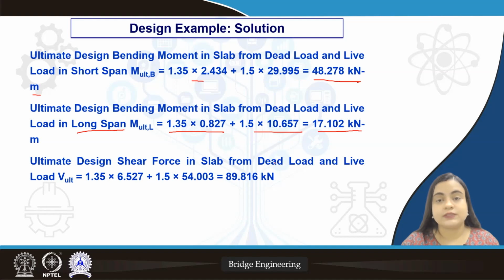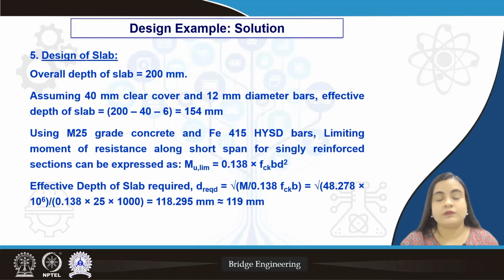Ultimate design shear force in the slab arising from dead load and live load will be 1.35 times dead load shear plus 1.5 times live load shear, that equals 89.816 kilonewton. The subsequent step will be design of the slab. Now overall depth of the slab is approximated to be 200 millimeter. So if we assume 40 millimeter clear cover and 12 millimeter diameter of the bar to be used, effective depth of the slab will be 200 minus 40 minus 12 by 2, that is equal to 154 millimeter of effective depth.